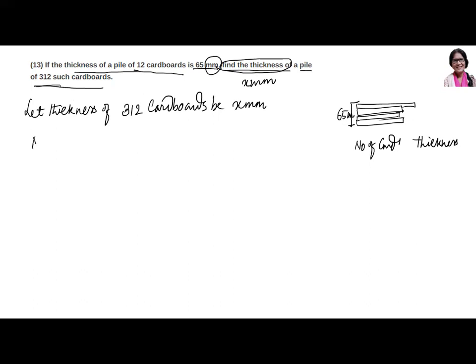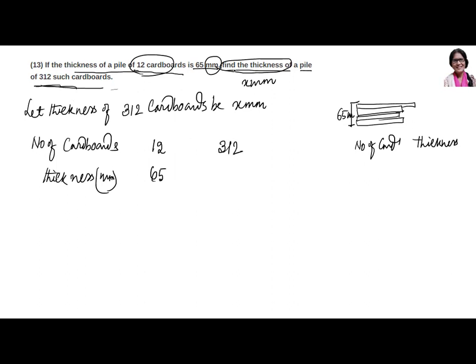Then I'll write the ratio, number of cardboards and here thickness. First, 12 cardboards, thickness is 65 millimeter. Next, how many cardboards are kept? 312. How much thickness are we getting? We are not getting any thickness; we have to find it, which we have taken as x. Now make the ratios equal. So 12 by 65 is equal to 312 upon x.